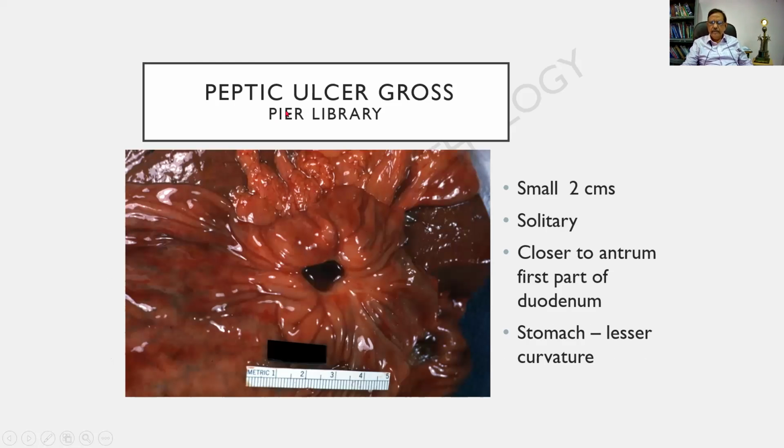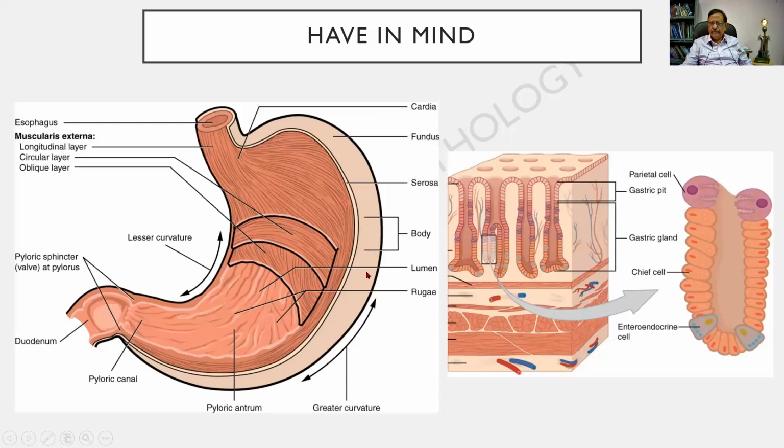Again, a beautiful picture. 2 centimeters, usually solitary, closer to the antrum. In the first part of the duodenum, most common, and in the stomach in the lesser curvature. And look at the stellate folds that are over there. This I wanted to show. You should have this in mind.